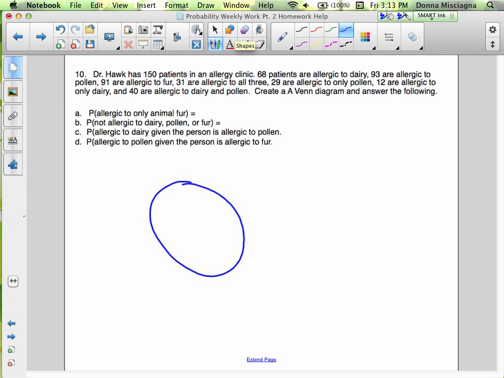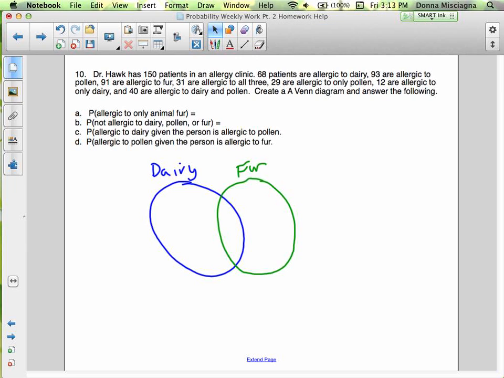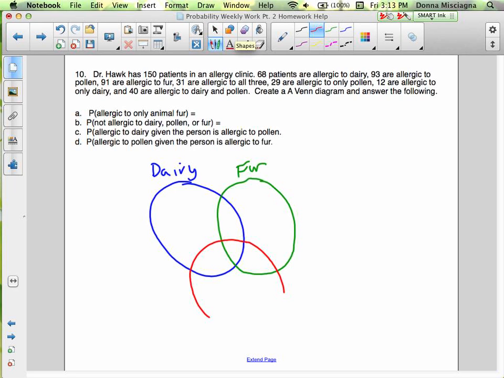All right, so you need one circle for dairy. You need one circle for fur, and of course the circles overlap because some people fall in the allergic to dairy and fur group. And then we need one for pollen. And of course, all three circles have to overlap because some people are allergic to dairy, fur, and pollen.